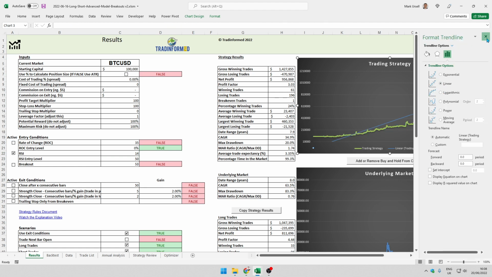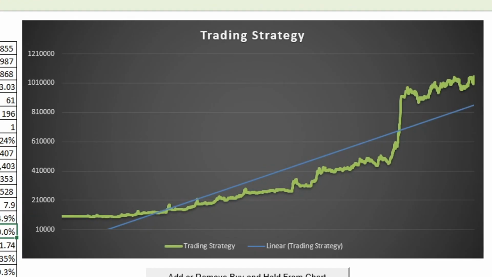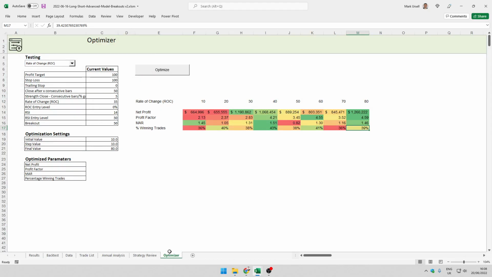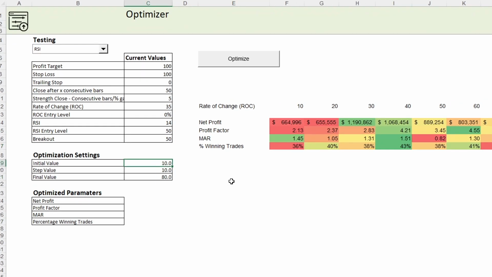Let's put in a linear trend line here, and we can zoom into that. Now you can see here that the trend line is very smooth. We're getting a good high MAR ratio. And let's have a look at what the optimizer tells us about the RSI strategy. Now we're going to use some different values for the RSI. I'm going to go from an RSI value of 8 to an RSI value of 18. Look at some pretty common values.